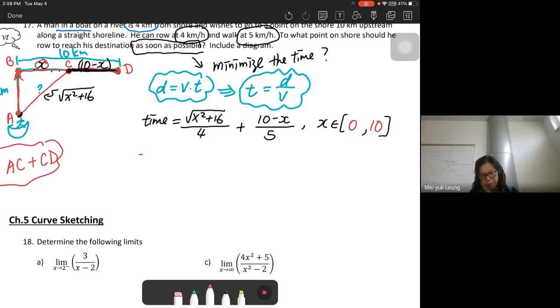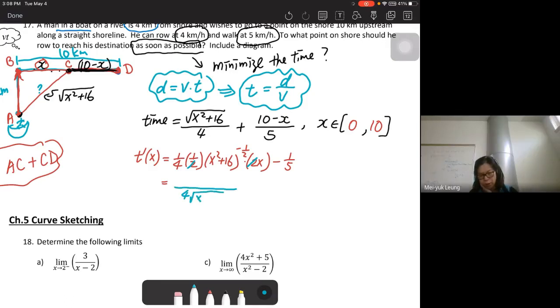So let's say t prime of x is equal to 1 over 4 times the derivative of the first term. Using the power rule, that would be 1/2 times x squared plus 16 to the power of negative 1/2, and then the chain rule, 2x. For the second term, we only have negative 1 over 5. Let me rewrite and simplify this function. The 2 and 2 cancel, and we still have 4 times the square root of x squared plus 16, and then an x on the top, and then minus 1 over 5.